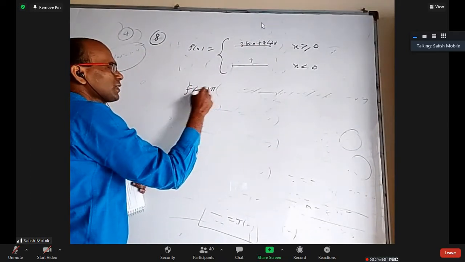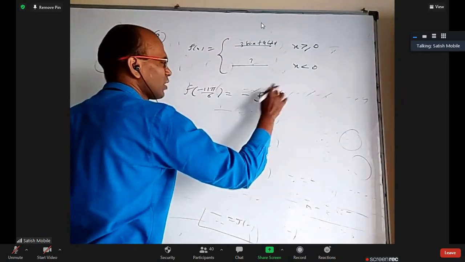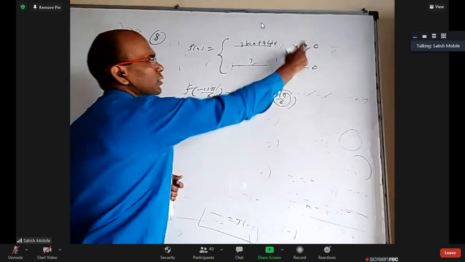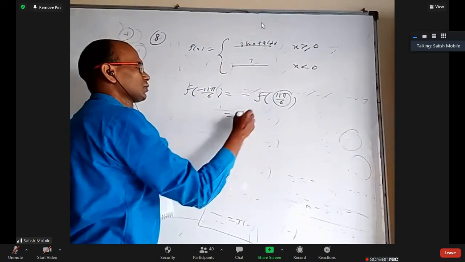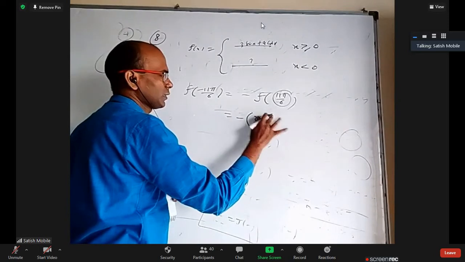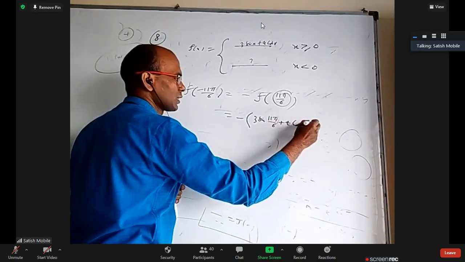F of minus 11 pi by 6, because it is odd, is minus of f of 11 pi by 6. But 11 pi by 6 is positive. I can use this definition, put it here. The minus is still there outside. Now it will be 3 sin 11 pi by 6 plus 4 cos 11 pi by 6.